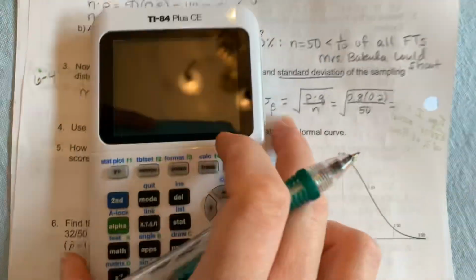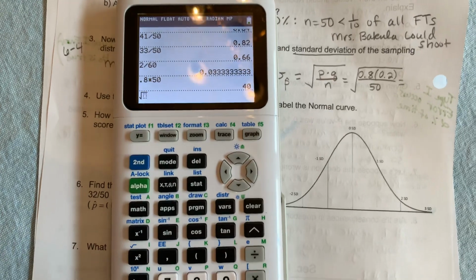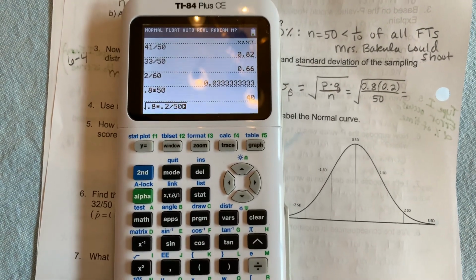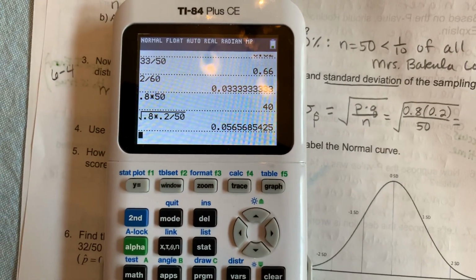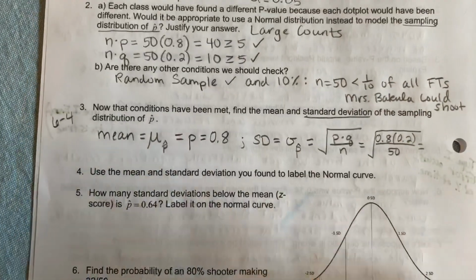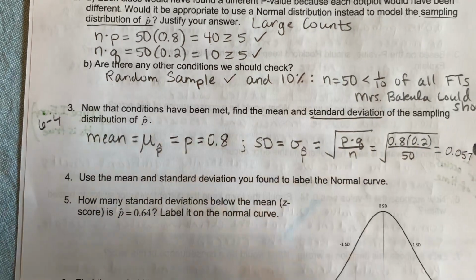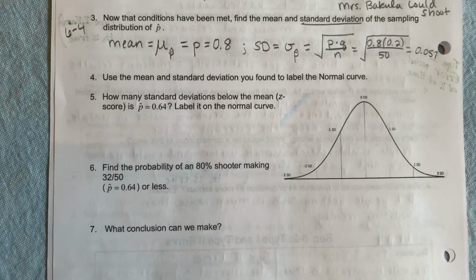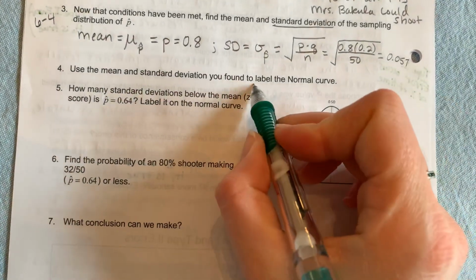Okay, so let's calculate that one. We have the square root of 0.8 times 0.2 divided by 50. Hit enter, and I get 0.0565. I'm going to round to 3 decimal places, so that would give me 0.057.